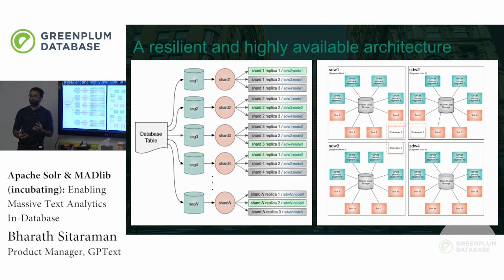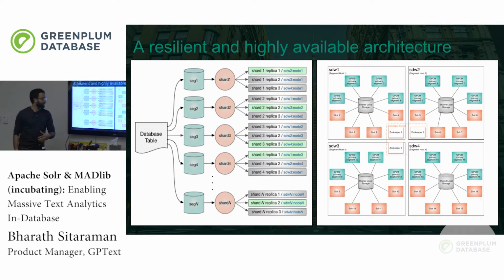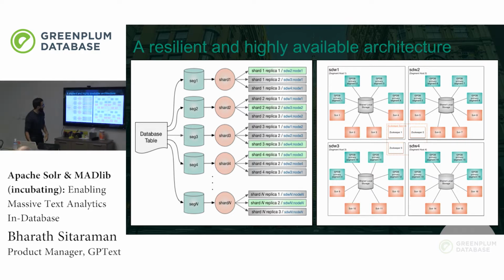Similar to your Greenplum architecture with primary and mirror segments, you have a leader replica and follower replicas. So if any of your replicas go down, as long as you have one copy of each shard still up and running, you're fully operational. You can still index, you can still query your data, and you can add new data into the table and the index.